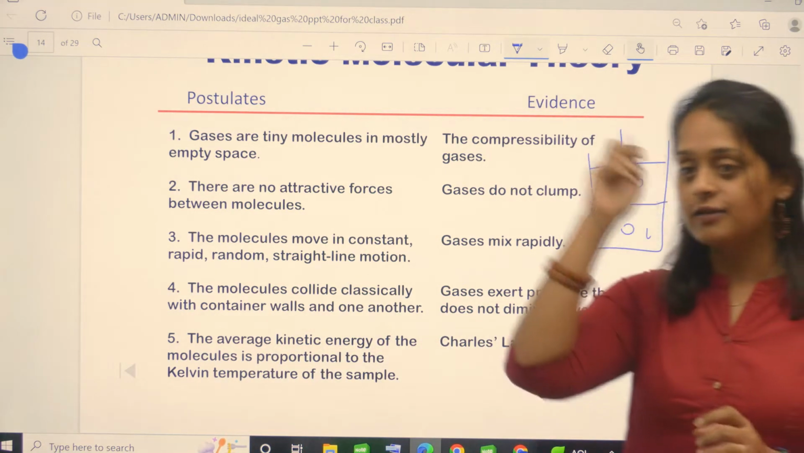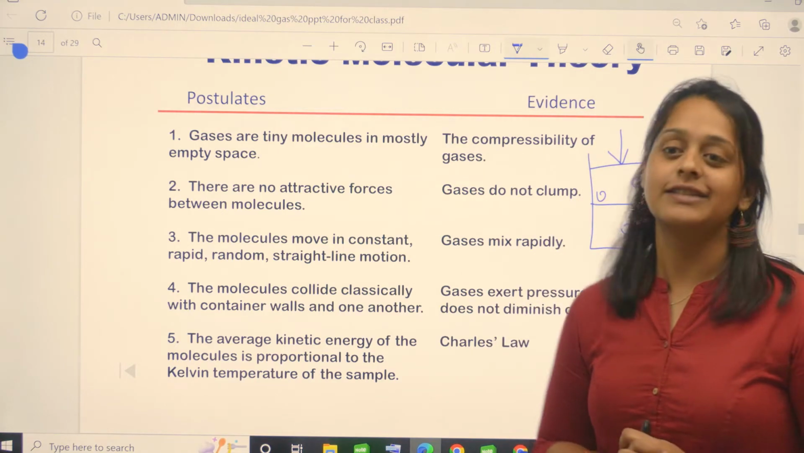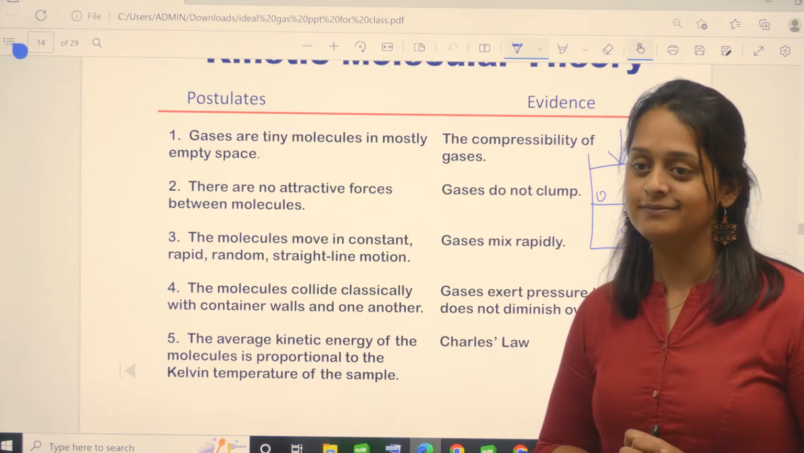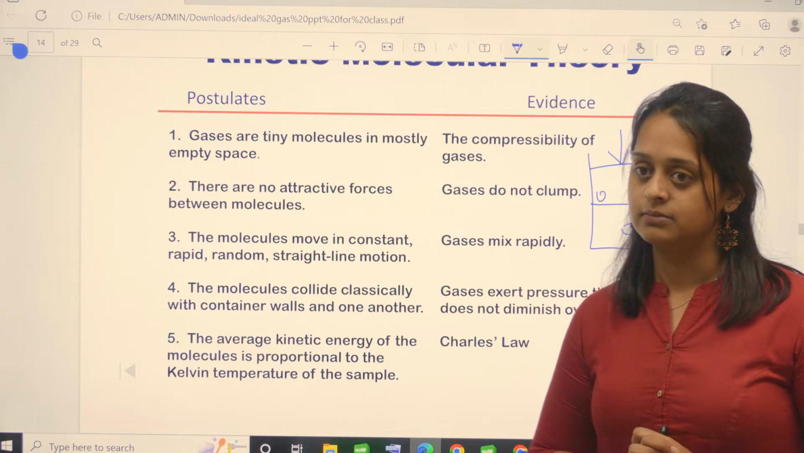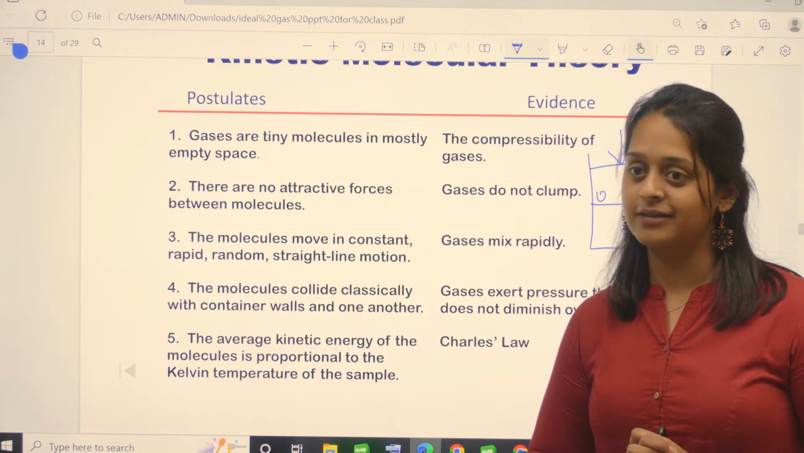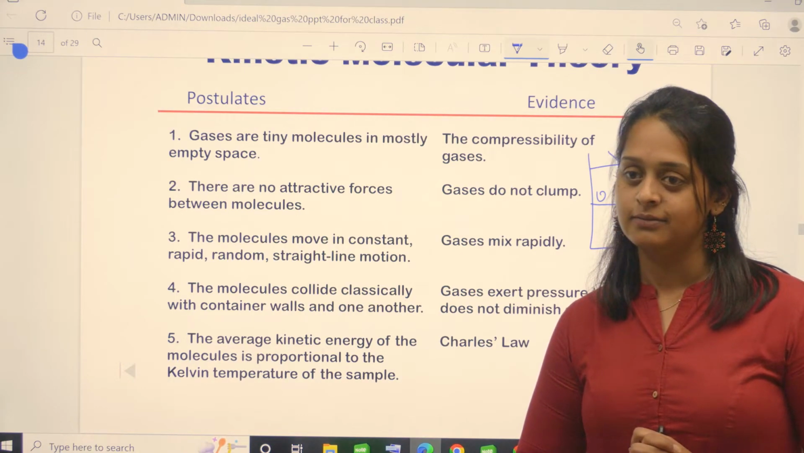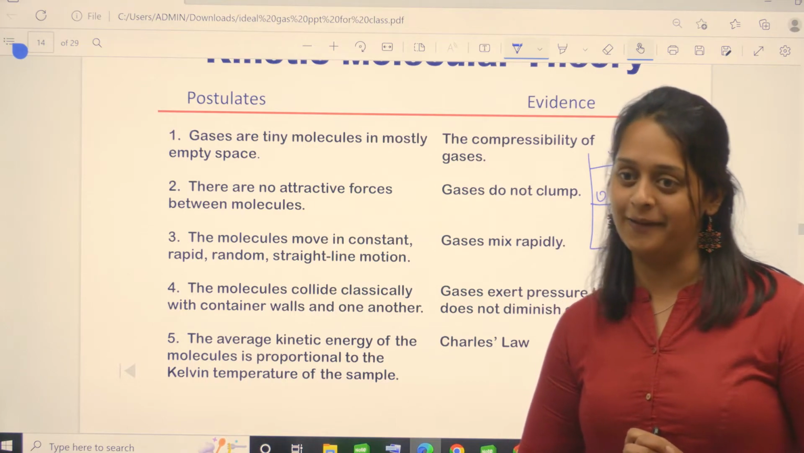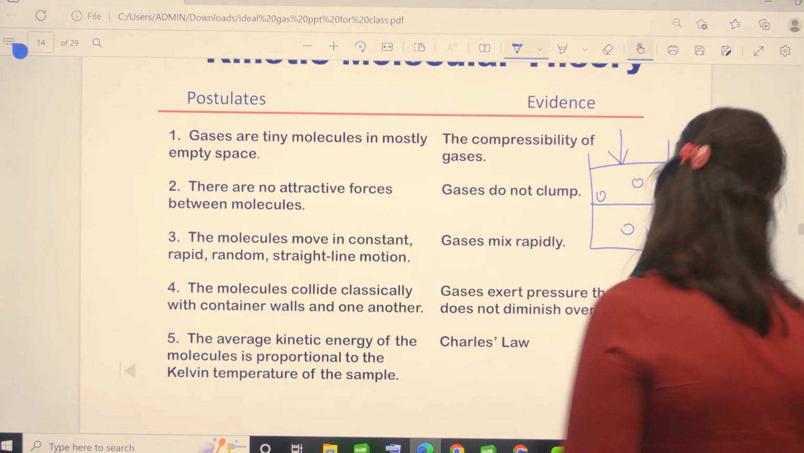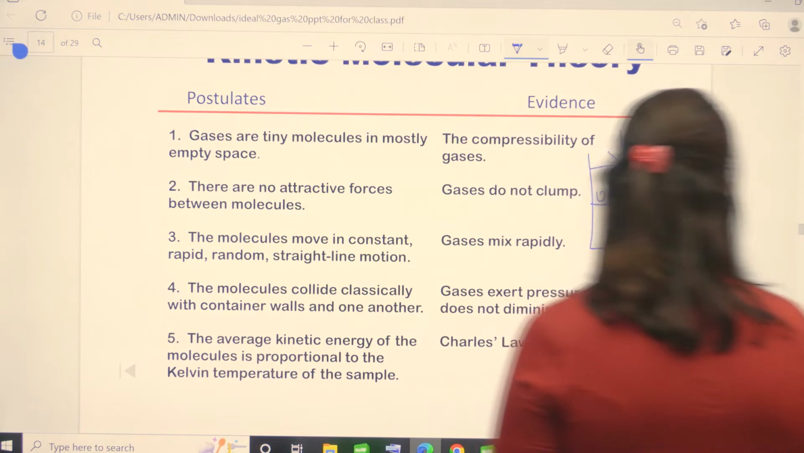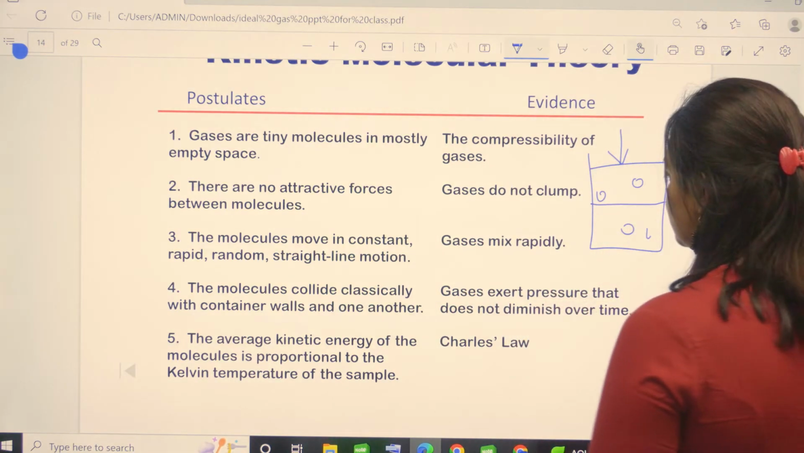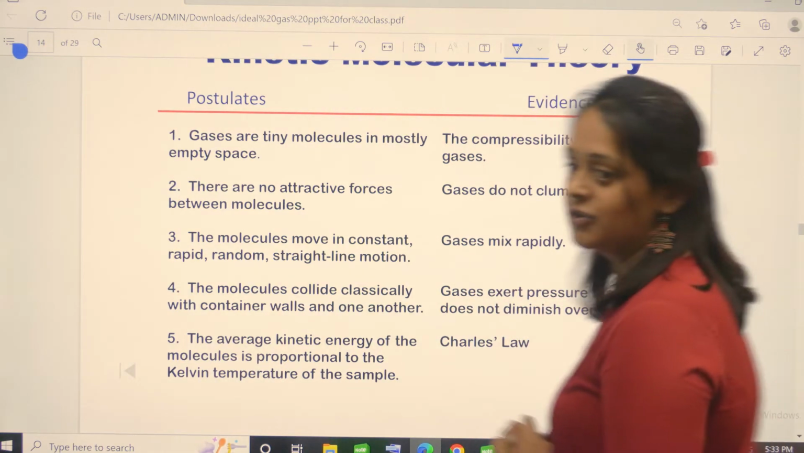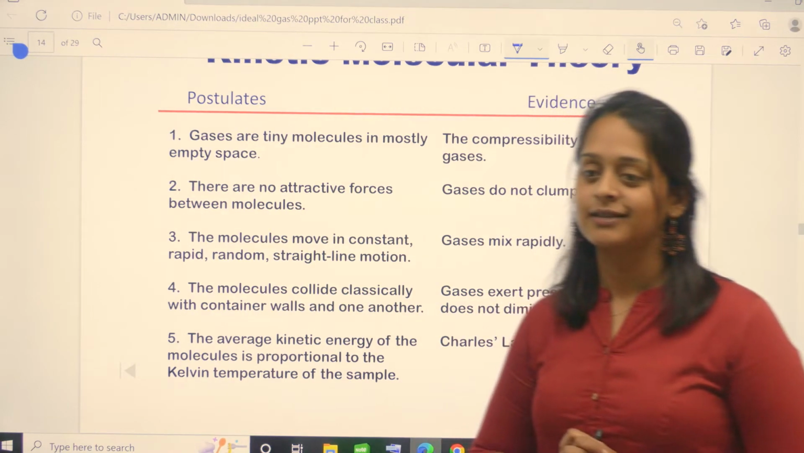Charles' law. What is Charles' law? Pressure is inversely proportional to volume, that is Boyle's law. Charles' law is what, Karan? Volume is directly proportional to temperature. Yes, so it is directly proportional.